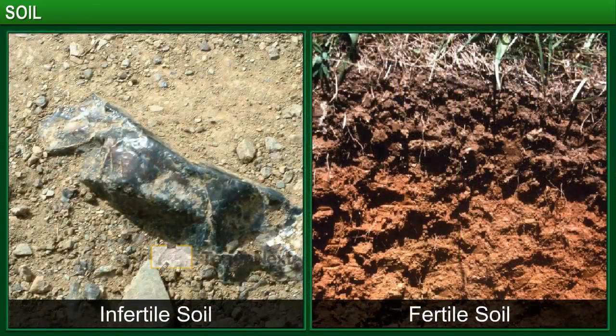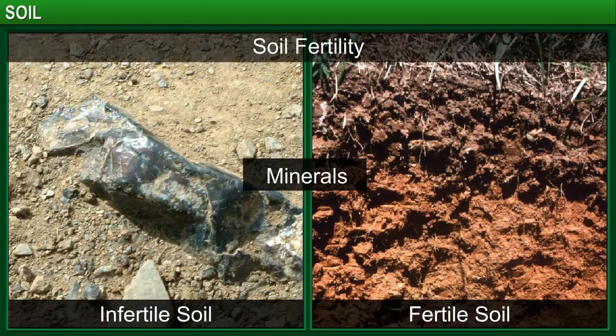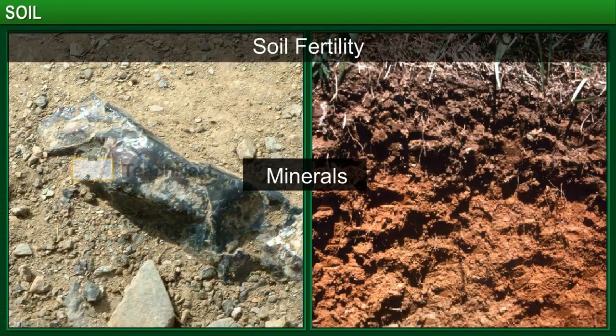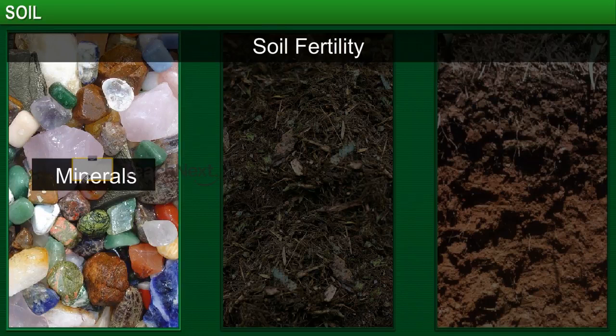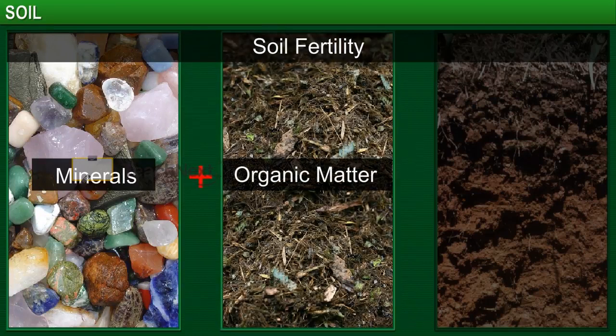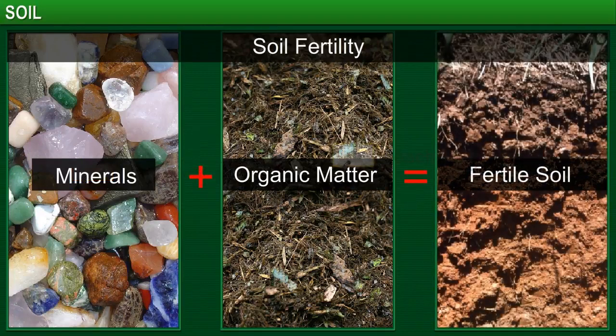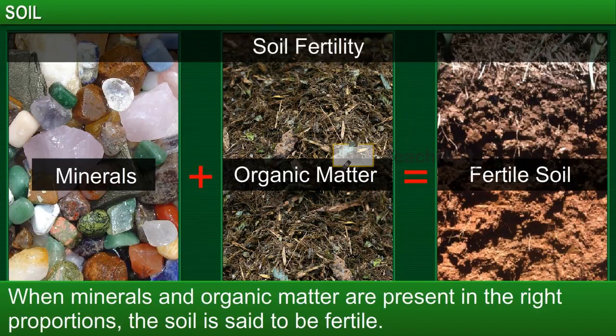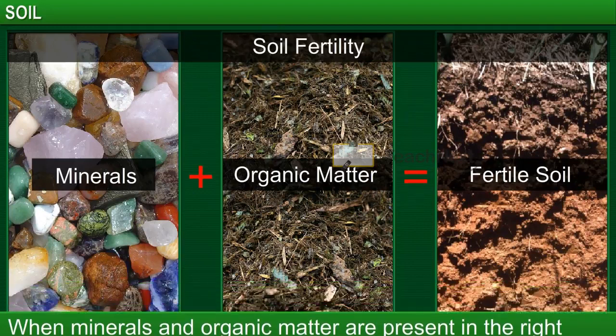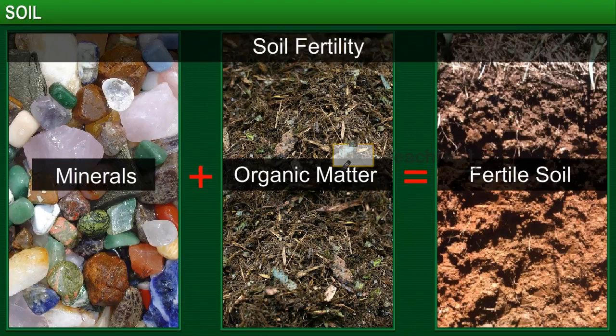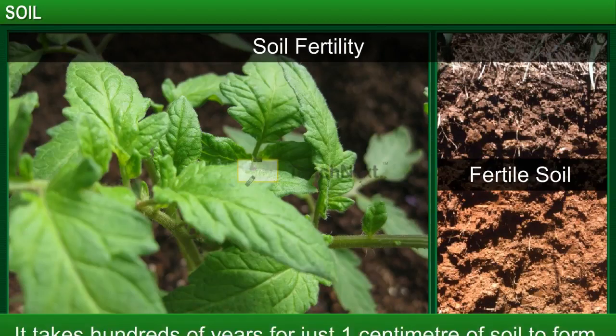During weathering, rock debris gets mixed with organic matter and minerals, which help to increase the fertility of the soil. Thus, when minerals and organic matter are present in the right proportions, the soil is said to be fertile. Fertile soil is capable of giving life to and supporting the growth of plants.